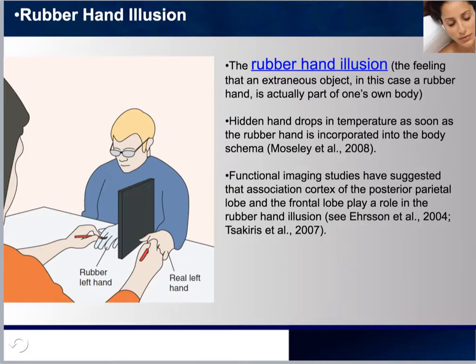Interestingly, the hidden hand begins to drop in temperature as soon as the rubber hand is incorporated, which is typically within a minute. After just a minute of stimulation, it seems our brain begins to neglect our actual body part and says, there's no need for me to be pumping blood there because I am getting tricked a little bit. Functional imaging studies have suggested that association cortex of the posterior parietal lobe, which is somatosensation, and the frontal lobe play a role in the rubber hand illusion. It has also been suggested that bimodal neurons with both visual and somatosensory fields play a critical role. Please note that if the participant's eyes are covered and they are asked to point to their hand, they will actually point with the other hand to the rubber hand instead of their own. This is a very interesting study, and I'll show you a video at the end of this slide and a separate link that shows how this generates fear in individuals based on what the researcher does to them.